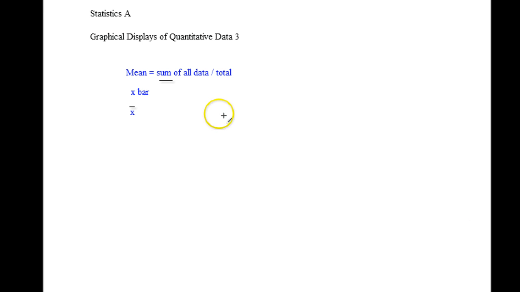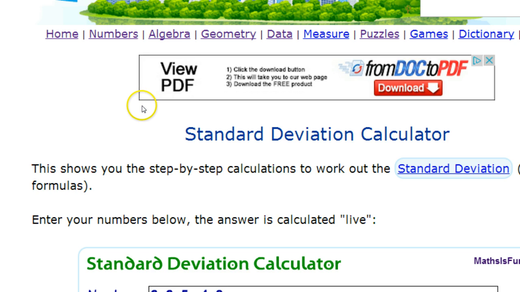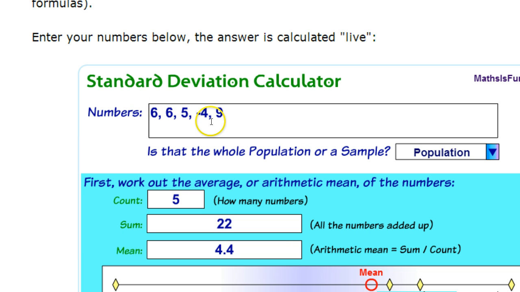Okay, we do want to talk a little bit about spread and standard deviation, so I do want to bring that up. Deviation. Okay. And I want to go to, and there's a really great place, mathisfun.com, that has a really great standard deviation calculator, and I want to show this to you. Okay. Alright, this shows you the step-by-step calculations of standard deviation. You want to try it by hand just to work with it.